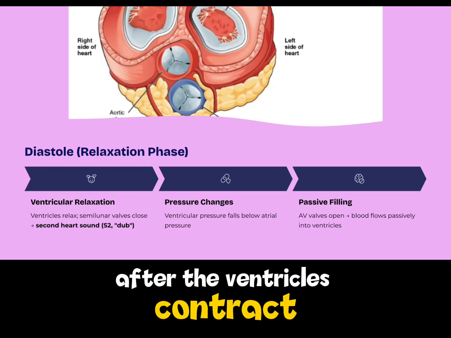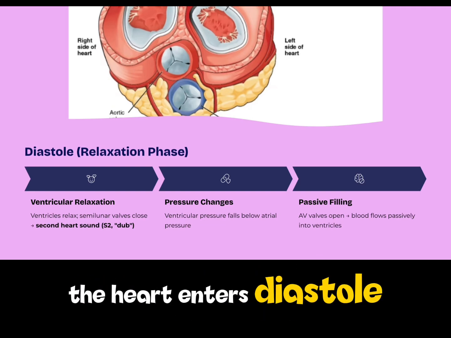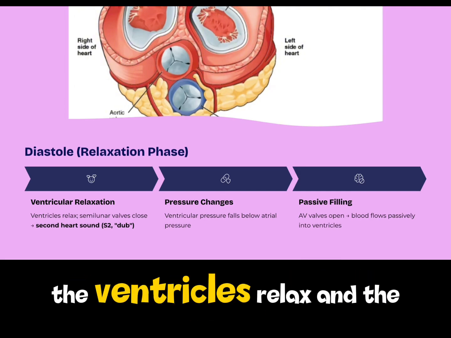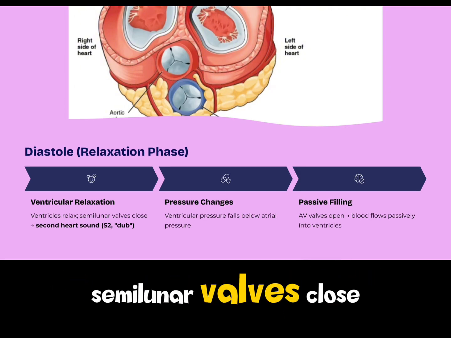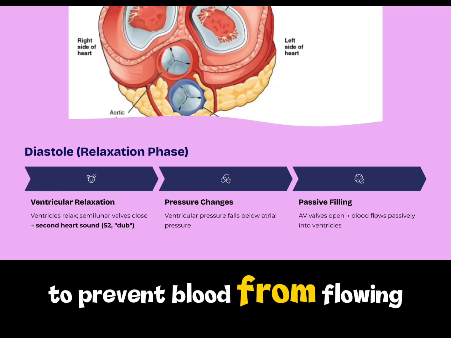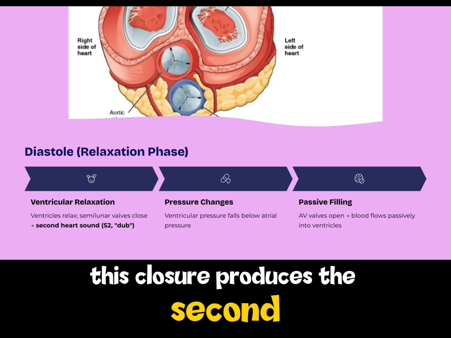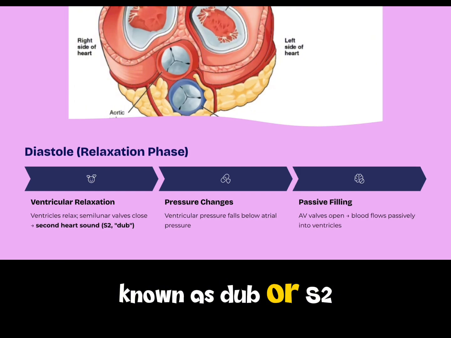After the ventricles contract, the heart enters diastole, the relaxation phase. During early diastole, the ventricles relax and the semilunar valves close to prevent blood from flowing back into the heart. This closure produces the second heart sound known as DUB, or S2.